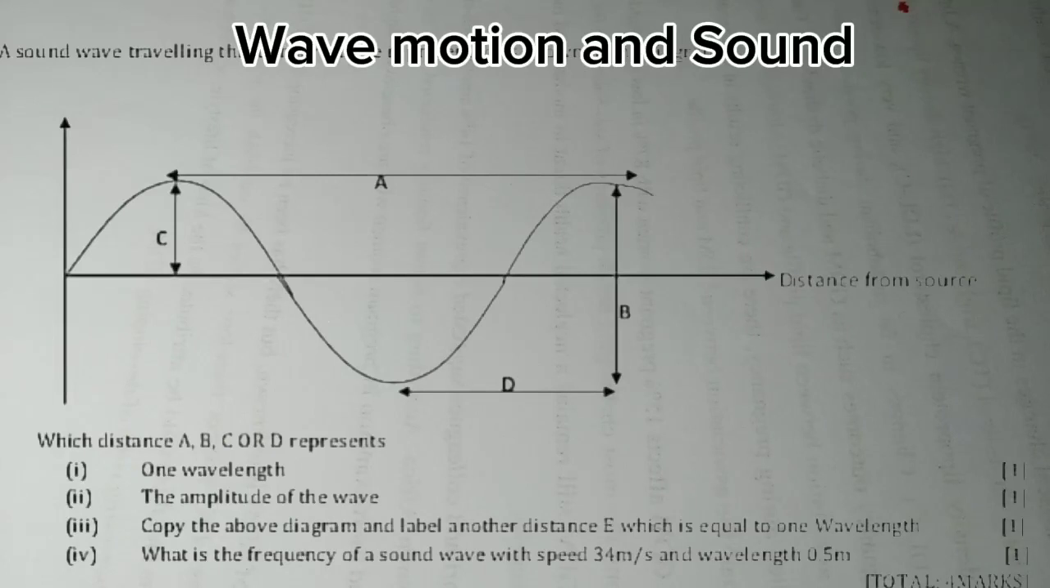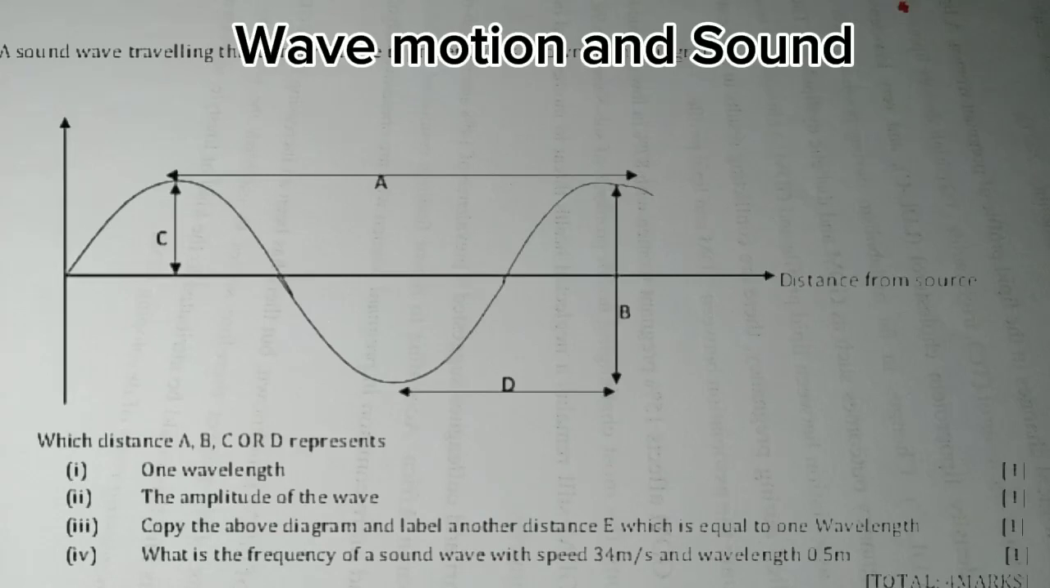Okay, so we have this incomplete wave that we've been given. So we have A, B, C, and D. So question one says, which distance A, B, C, or D represents one wavelength?